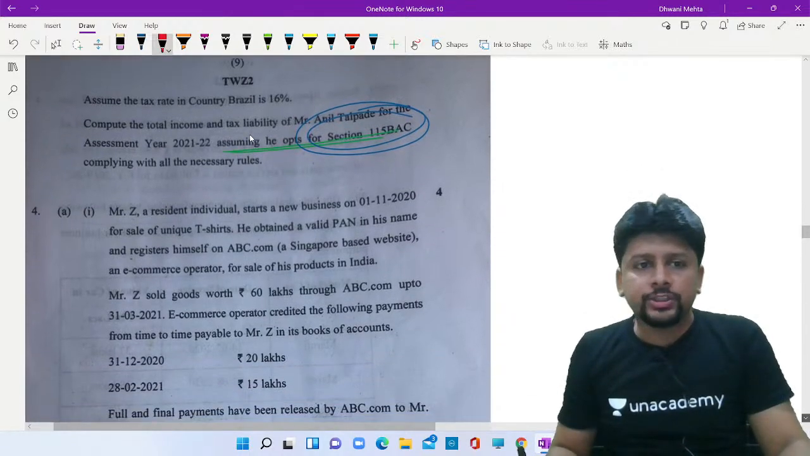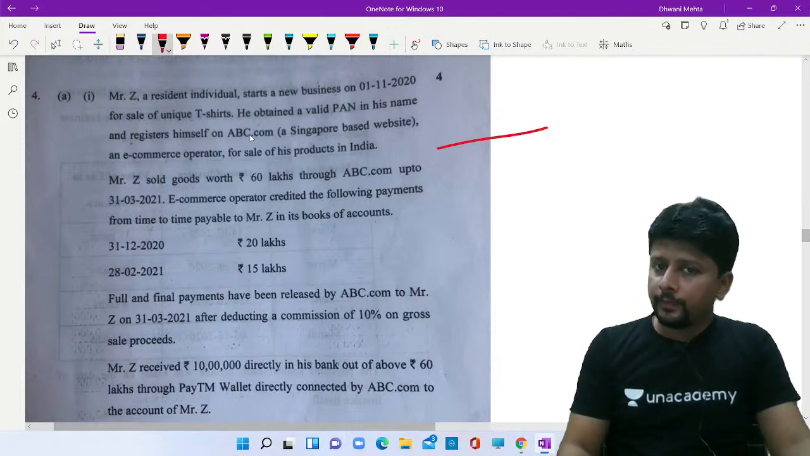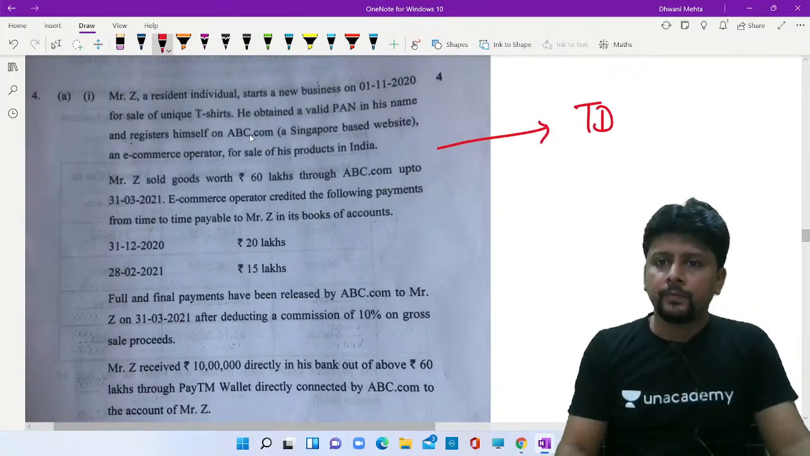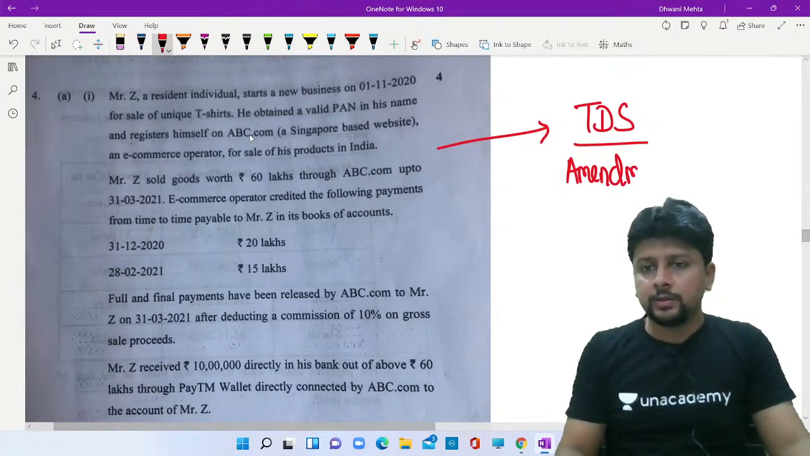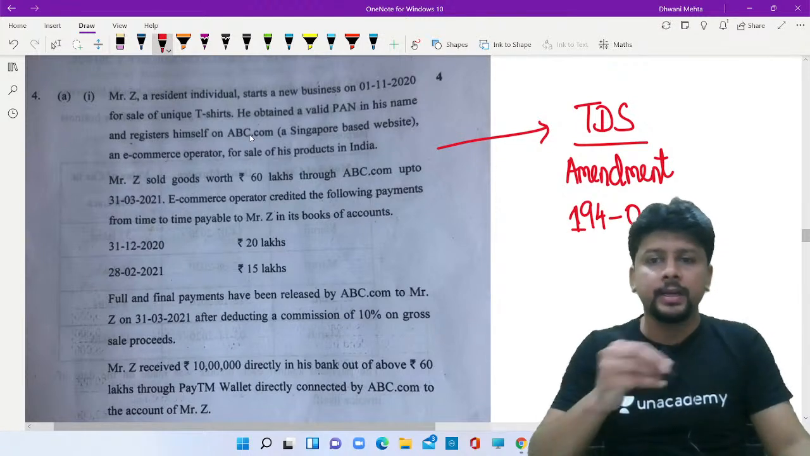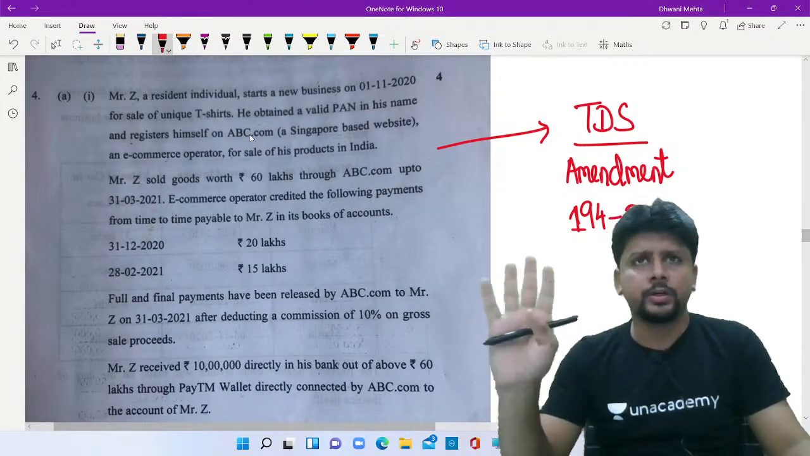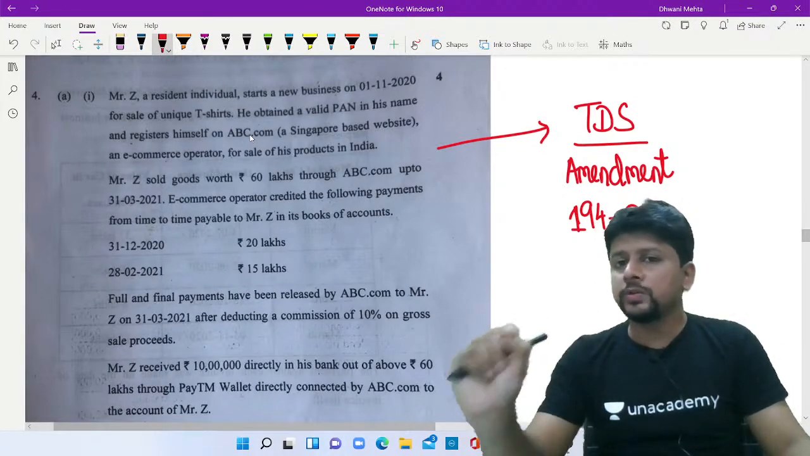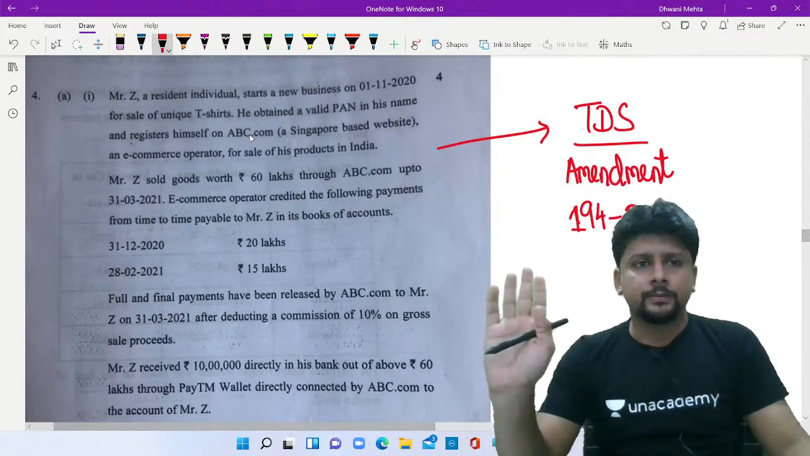Then comes question number 4. Question number 4, again on expected lines, a question on TDS, and the question was based on the amendment. E-commerce transactions are now subject to TDS under section 194O. Question wasn't difficult. Question was not at all difficult. A student who knew section 194O would be able to easily solve this.